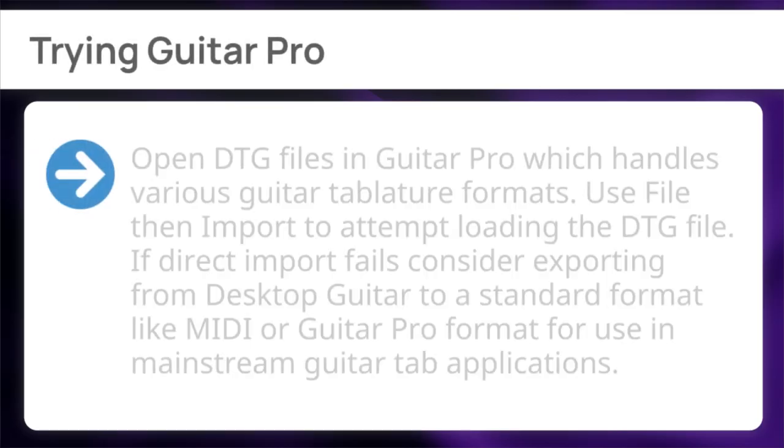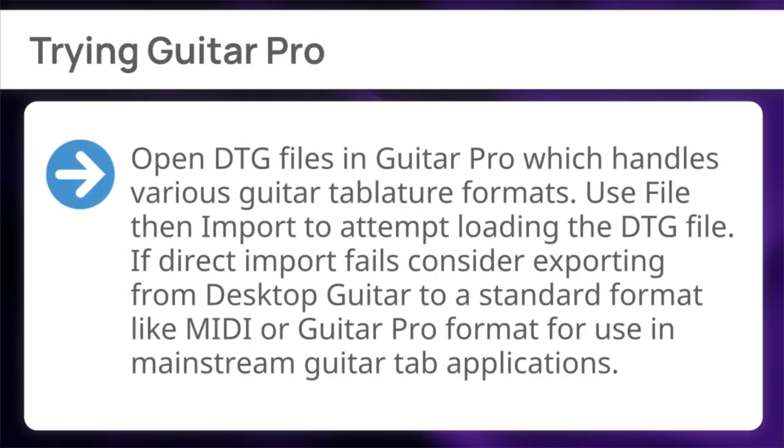Next, trying Guitar Pro. Open DTG files in Guitar Pro, which handles various guitar tablature formats. Use File then Import to attempt loading the DTG file. If direct import fails, consider exporting from Desktop Guitar to a standard format like MIDI or Guitar Pro format for use in mainstream guitar tab applications.